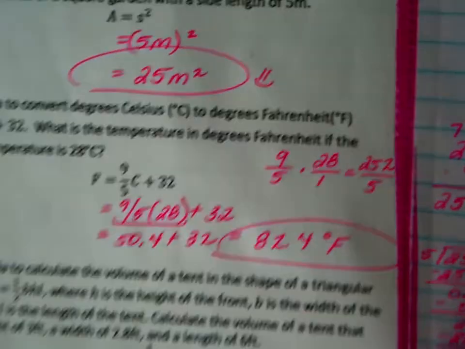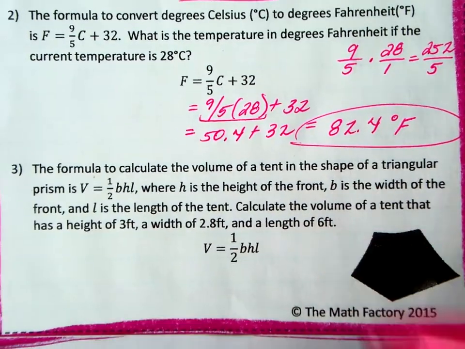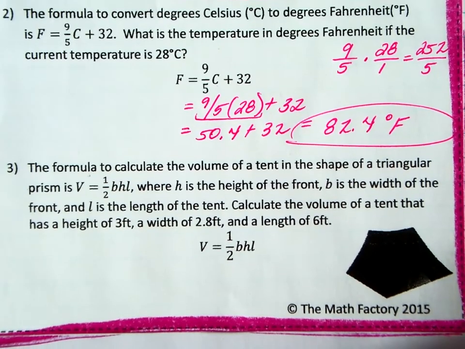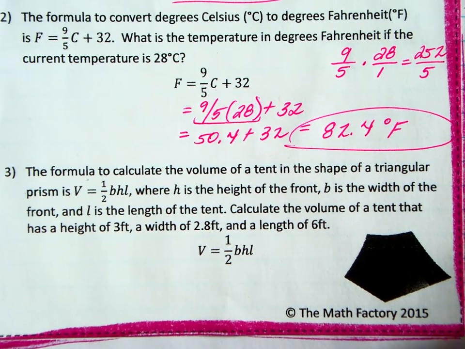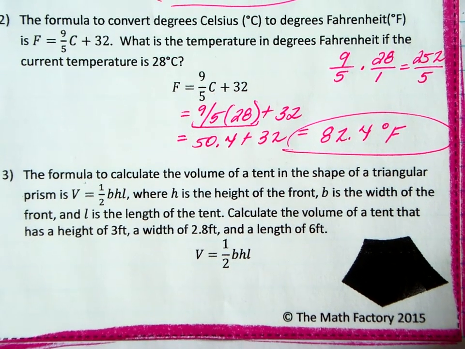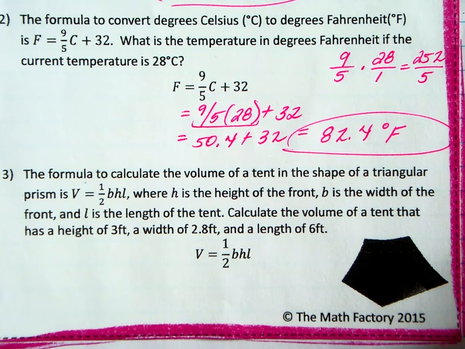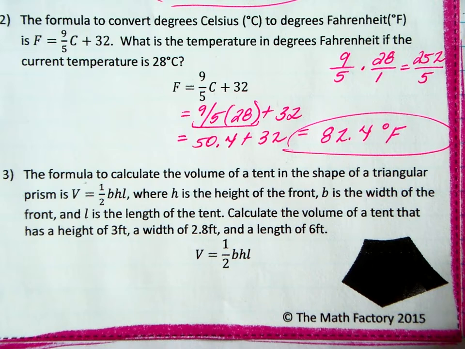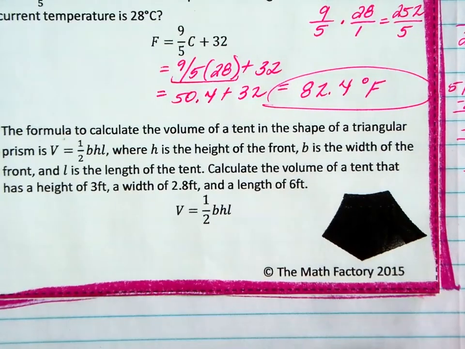Lastly, number 3. The formula to calculate the volume of a tent in the shape of a triangular prism is volume equals 1/2 base times height times length, where h is the height of the front, b is the width of the front, and L is the length of the tent. Calculate the volume of the tent that has a height of 3 feet, a width of 2 8/10 feet, and a length of 6 feet. Another substitute problem.